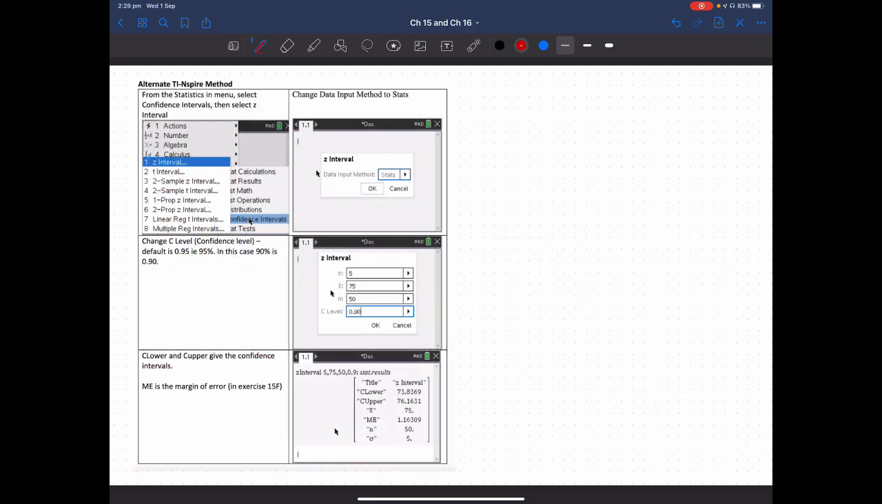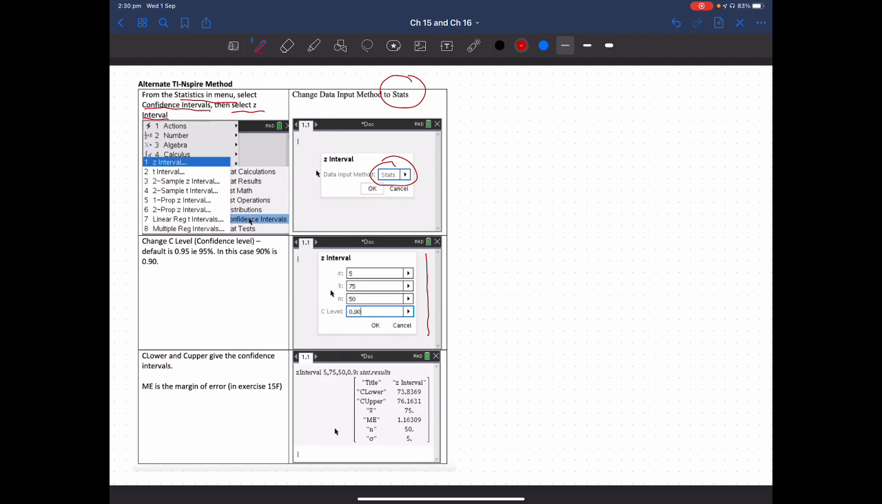Here is an alternative method to work out this example. What you can do is use the statistics menu. From the statistics menu, you select confidence intervals. Remember, we're finding the 90% confidence interval, and then select Z intervals, Z being normal distributions. So from here, you can see I've said change the data input method to stats. You then click OK and it brings up a dialog box.